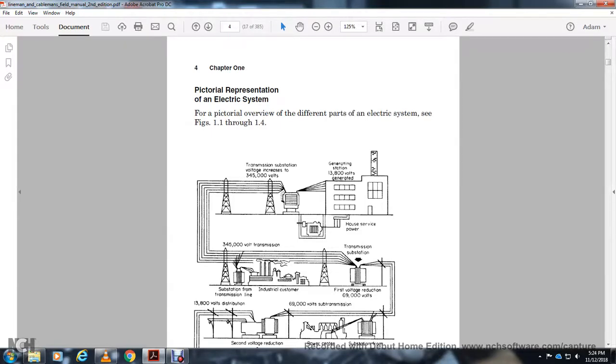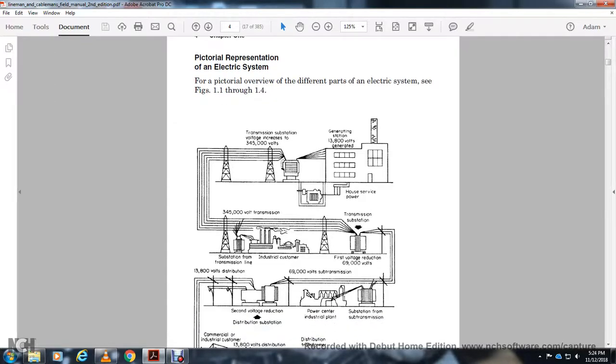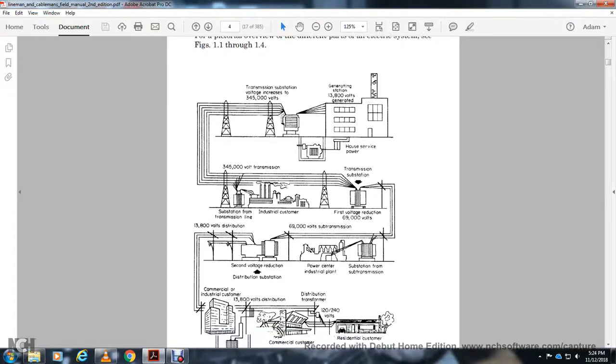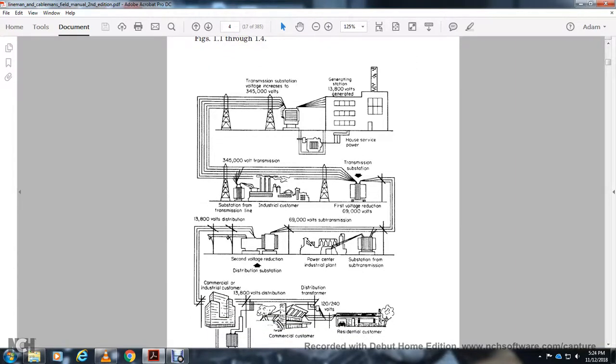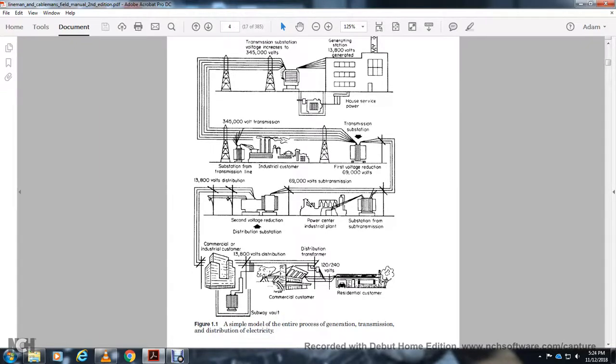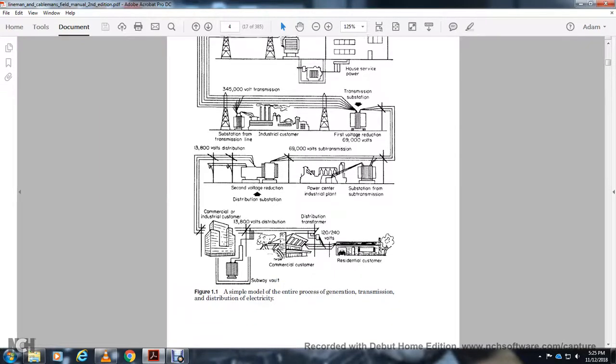Pictorial representation: a general overview of the different parts of the electrical system. See figures 1 through 4. This shows the generating station, starting with 38,000 volts generated, housing service power. At the transmission substation the voltage is increased to 345,000 volts. From the transmission substation, the transmission line goes to the industrial customer. At the transmission substation, the first voltage reduction to 69,000 volts goes to the substation, transmission power center and industrial customer. At 69,000 volts, the transmission second voltage reduction goes to the distribution substation at 13,800 volts, commercial and industrial customer. From the distribution, the distribution transformer steps down to 120 to 240 volts for the residential customer. The system model is enterprise generation, transmission, distribution of electricity.